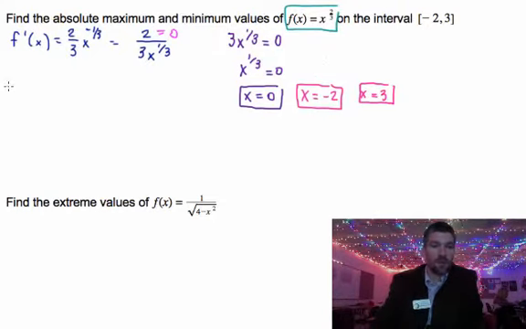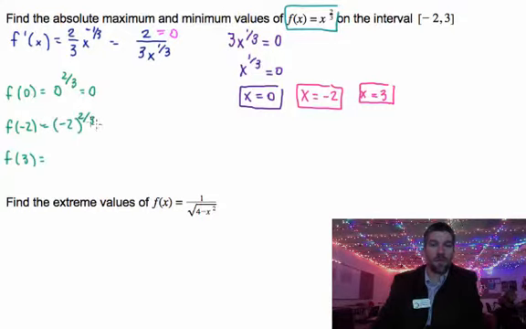Okay, so here we go. We're going to look at f of 0. We're going to look at f of -2, and we're going to look at f of 3. And you may need your calculator handy, you may not. It just depends on how complicated the problem is. But on this first guy, we're looking at 0 to the 2/3 power, and that's 0. On the second guy, we're looking at -2 to the 2/3 power. So when you square that, you're looking at the cube root of -2 squared, which is going to be the cube root of 4. Okay, so keep that in mind about where that is.